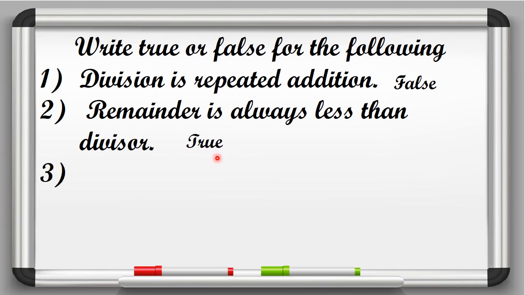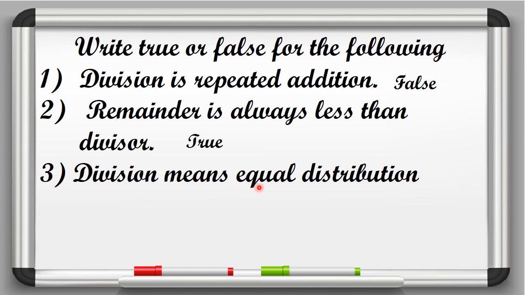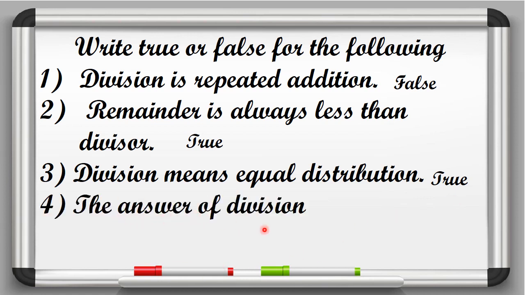Now question number 3, division means equal distribution. division का मतलब होता है बराबर बराबर बांटना. Yes, this statement is true. So here we will write true. Now in question number 4, the answer of division sum is quotient. जो हम answer निकालते हैं division sum का उसे हम quotient बुलाते हैं. Yes, this statement is also true. Okay बेटा. Now the next is fill in the blanks.